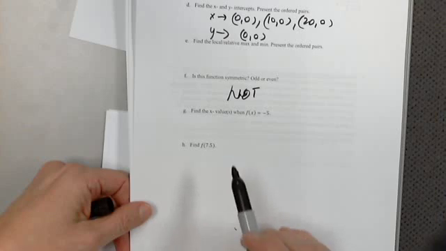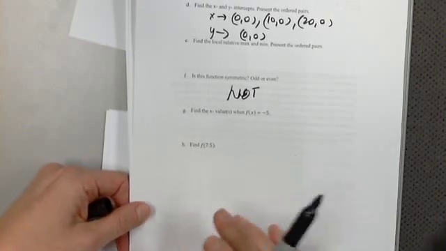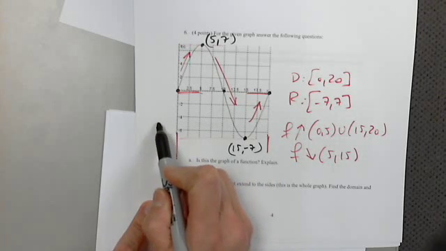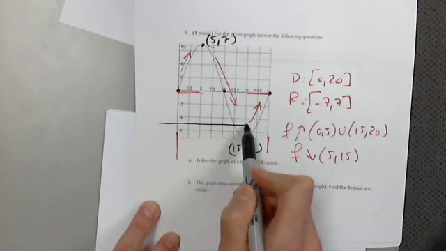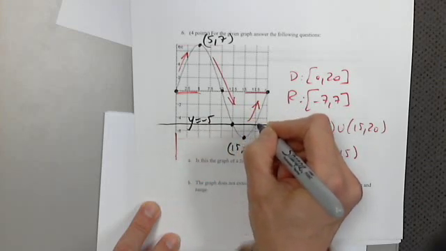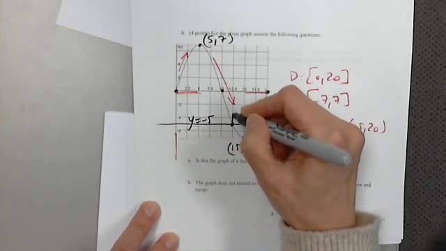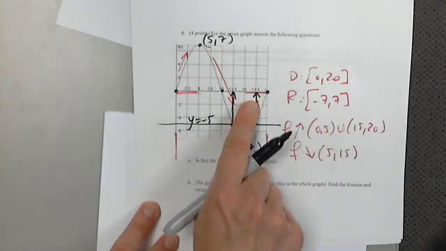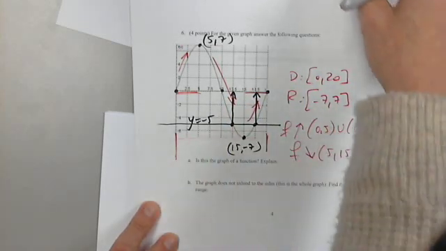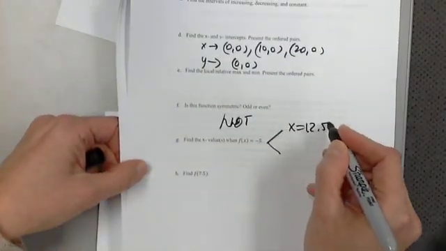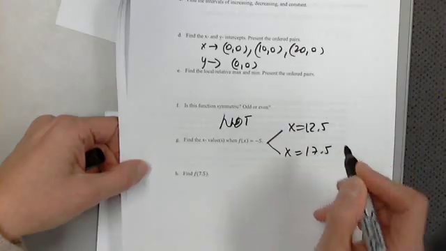None of the above. Find the x values when f of x is negative 5. So I have to draw a horizontal line at negative 5. So y equals negative 5. I see it crosses the graph in 2 points, and I will be reading the corresponding x values. And I see 12.5 and 17.5. X equals 12.5, x equals 17.5.